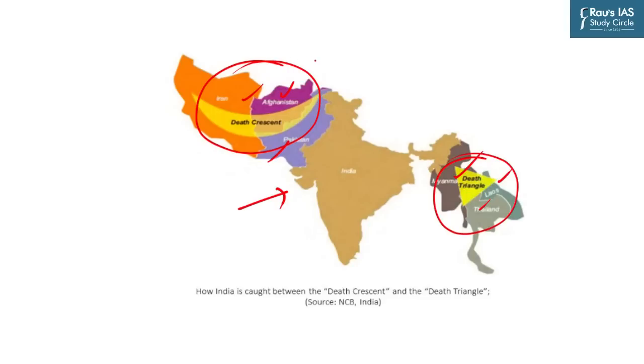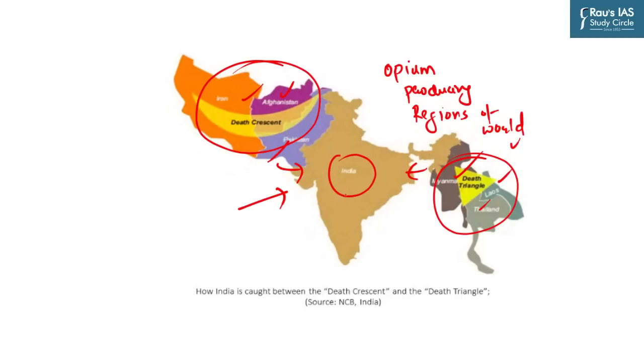Now, these two regions are among the largest opium producing regions of the world, and India thus is prone to smuggling of opium, drugs and other psychotropic substances from both sides of the border, as the border, particularly on the northeastern side, is porous. And India acts as a huge market as well as a transshipment hub for these opium producing regions of the world.